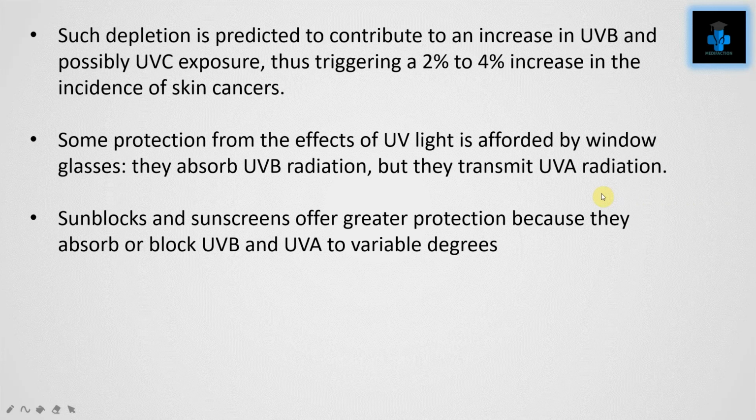Some protection from the effects of ultraviolet light is afforded by window glasses. They absorb UVB radiation, but they transmit UVA radiation. Sunblocks and sunscreens offer greater protection because they absorb and block ultraviolet B and ultraviolet A to variable degrees.